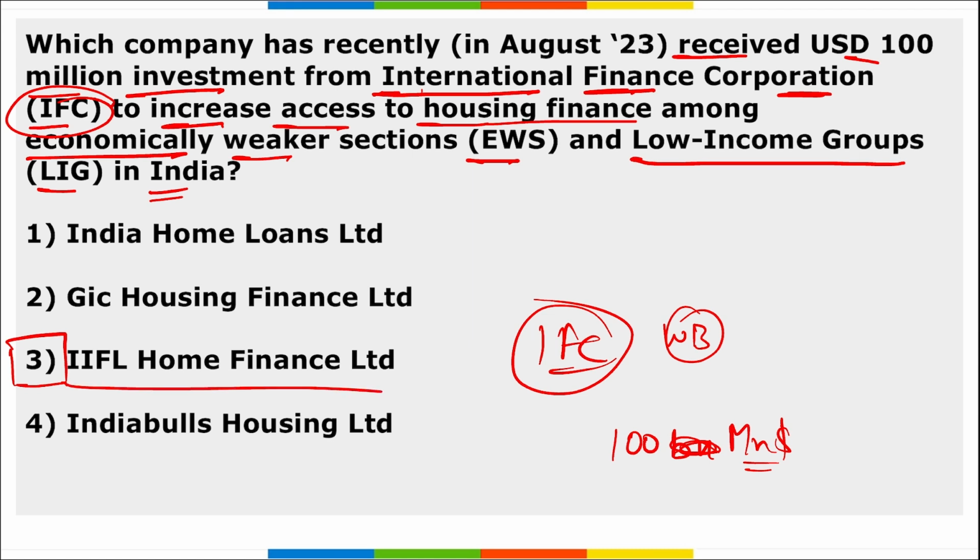in IIFL Home Finance Limited, and it is to increase the access to housing finance among economically weaker sections and low income groups, including women and borrowers in India. The investment also aims to boost India's affordable housing space, promote green construction and support India's climate goals here.